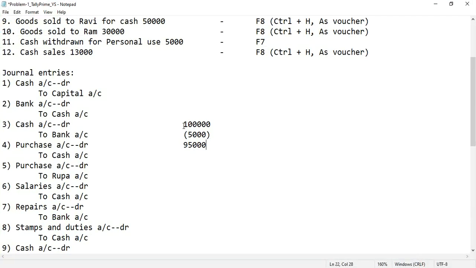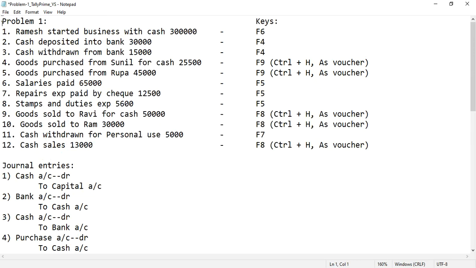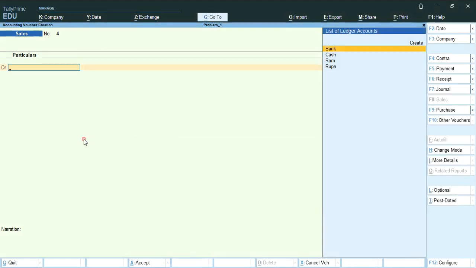So you guys need to be very clear. While you are creating the ledgers, making the entries, giving the numbers, and pressing the voucher keys, F4, F5, F6, you need to be very clear. In case we have made any mistake while creating a ledger, for example, salaries is an indirect expense, and I put it in indirect income.